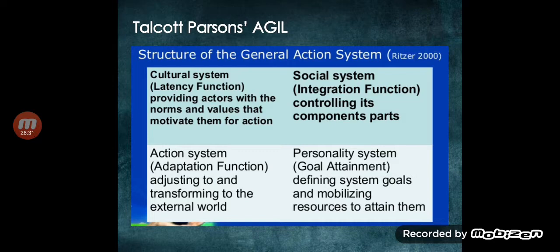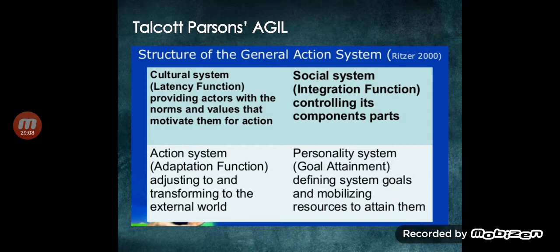So for the term integration, always bear in mind the term interrelationship. And if there is interrelationship, there should always be a social system where you can cope with the integration function by controlling its parts. And lastly, for the latency function, when you provide the actors with the norms and values that motivate them for action, you are forming a culture. And that means there is a cultural system.